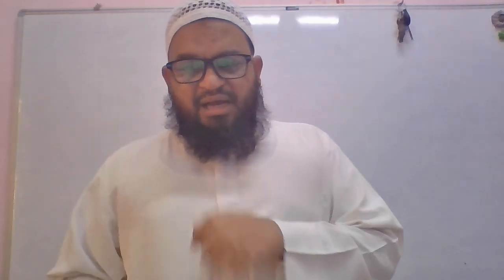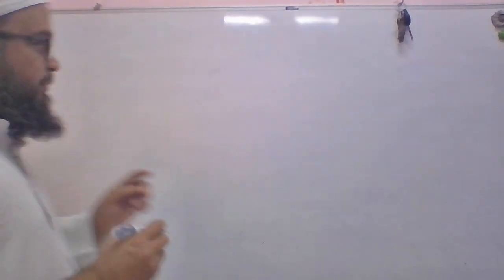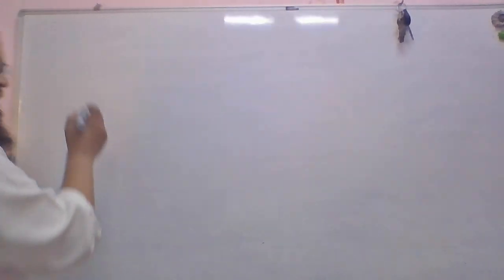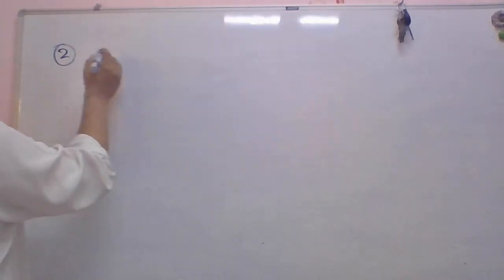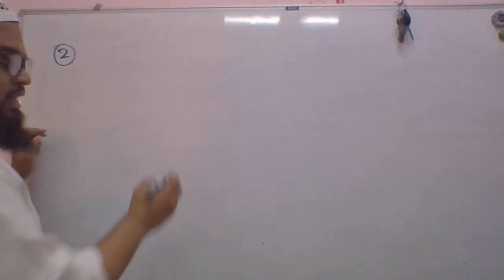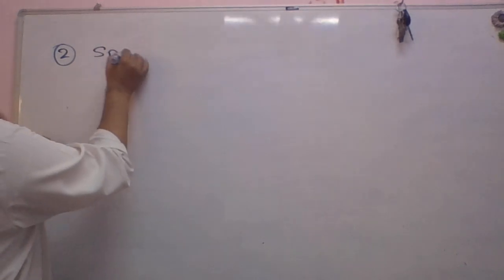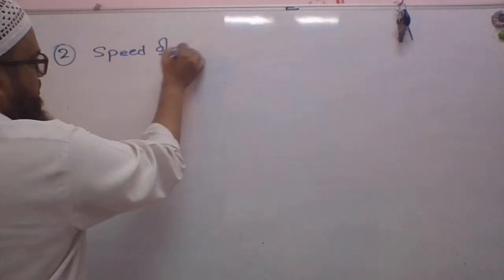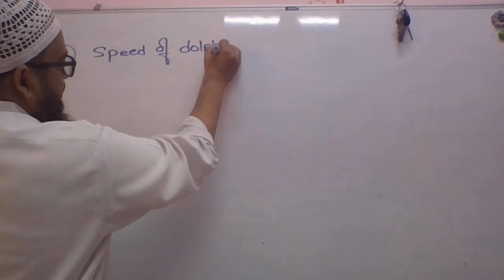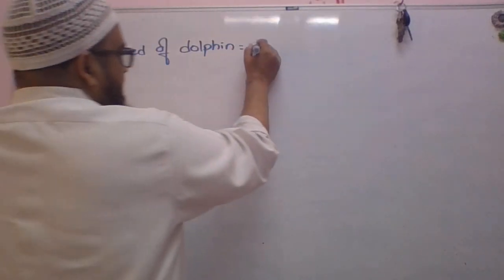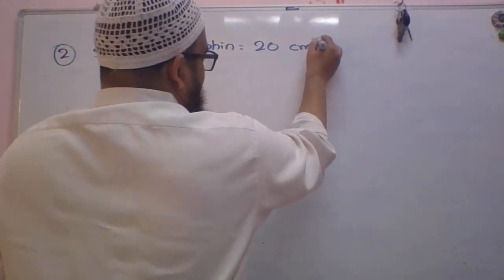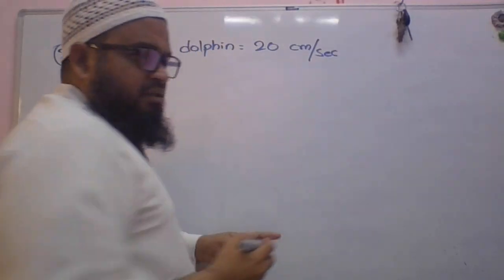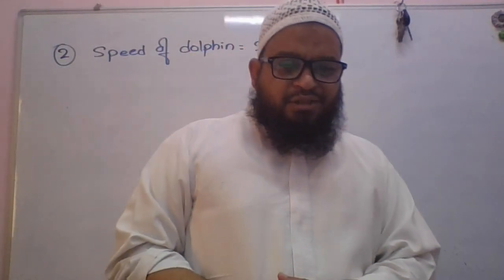In a pool at an aquarium, a dolphin jumps out of the water, traveling at 20 centimeters per second. Okay, dolphin traveling at speed. The speed of dolphin is equal to 20 centimeters per second. See, this is how to write the data. Understood? Instead of writing all that extra.